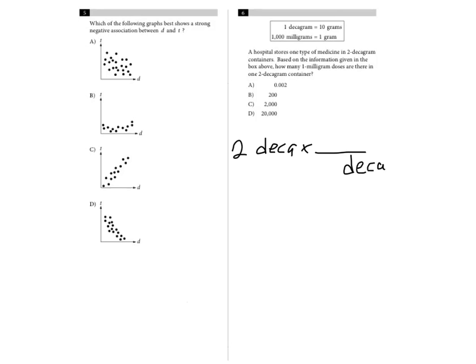Well, let's look at what we have. What do we know? We know that 1 decagram is 10 grams. And so let's evaluate. We can cancel out our decagrams and get solely grams. And then our final answer will be in grams. Is that what we want? And it is not what we want. We want our final answer in milligrams.